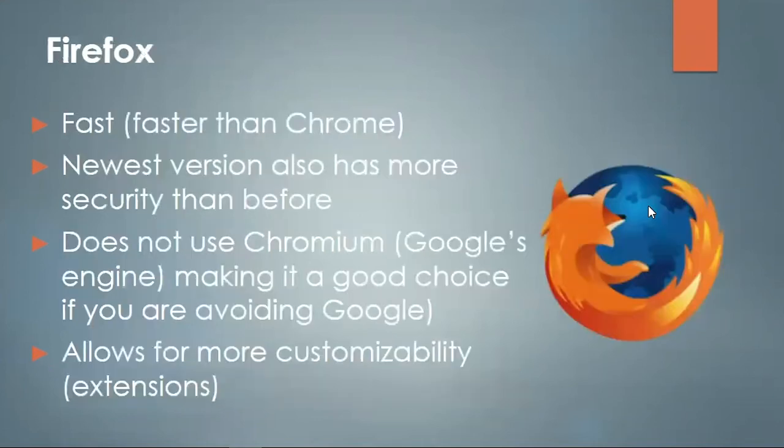A commonly known browser is Firefox. It is very fast. It is even faster than Chrome. The newest version also has more security than before. It does not use Chromium, which is Google's engine, making it a good choice if you are avoiding Google. It allows for more customizability, including extensions.